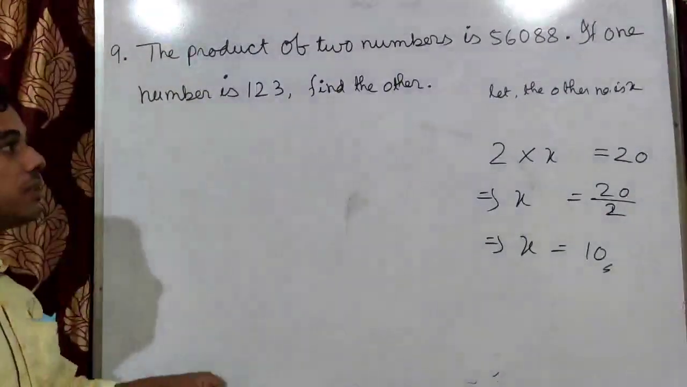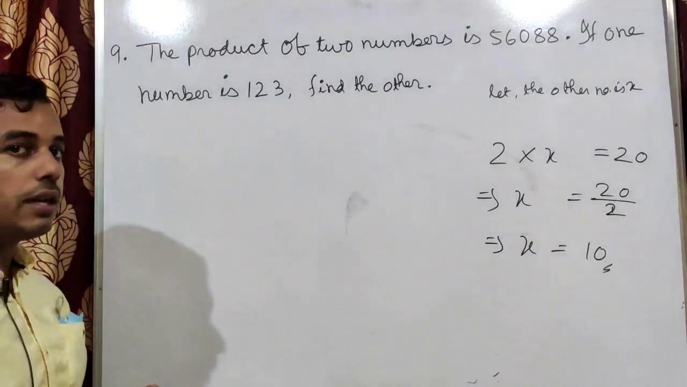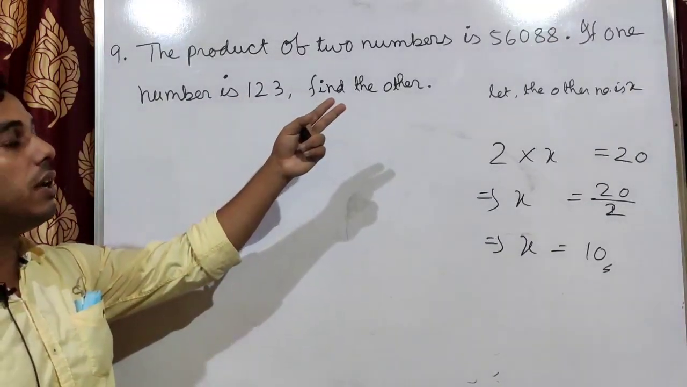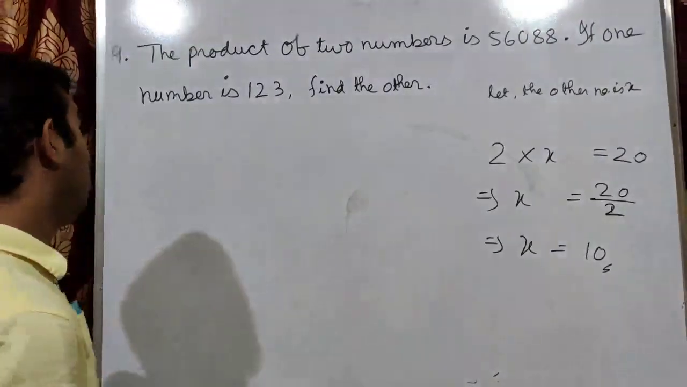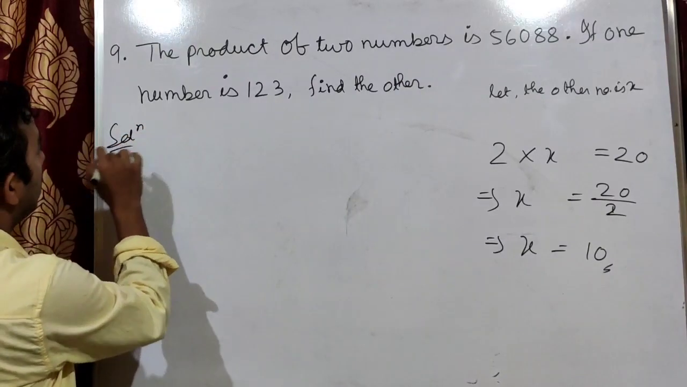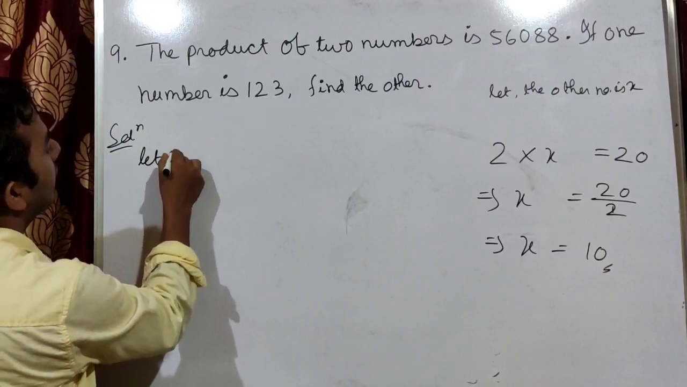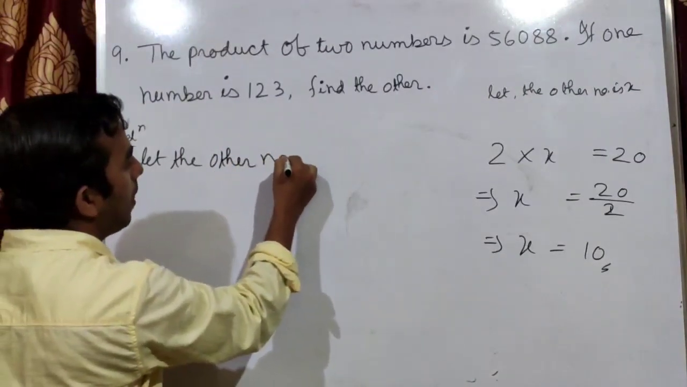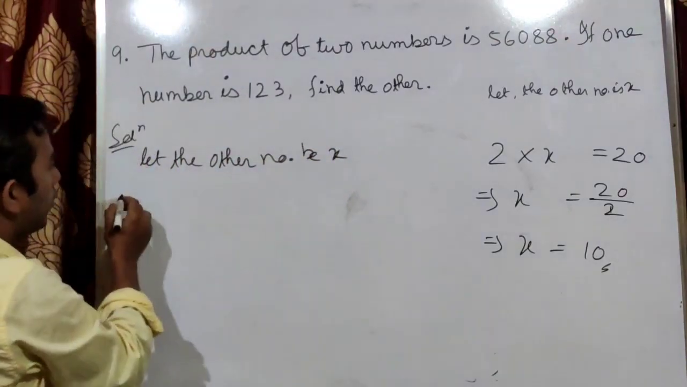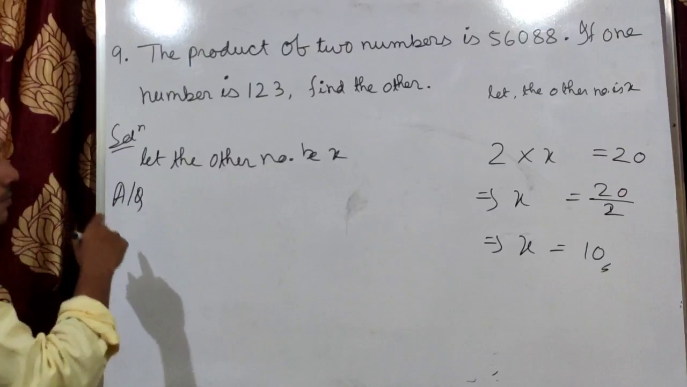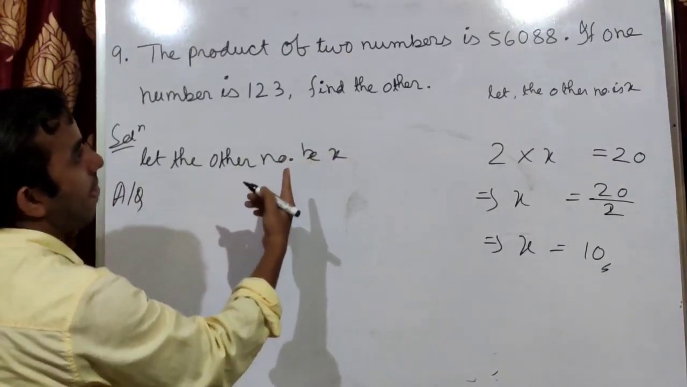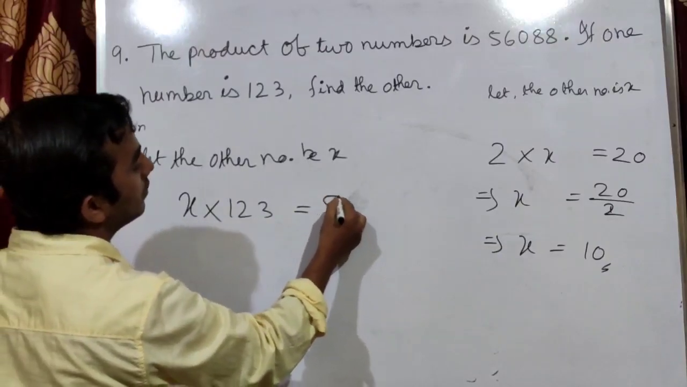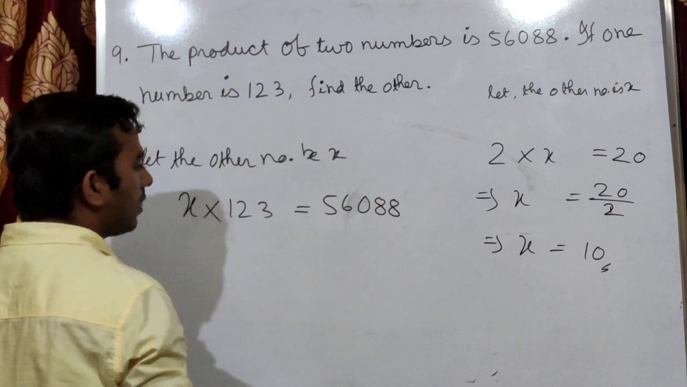So, same as in this case also, we will consider one number as x. Clear? And the other number is 123, so we will multiply x into 123, then we will write equals 56,088. So, let us start our solution. Let the other number be x. Then according to the question, x into 123 equals 56,088. Clear?